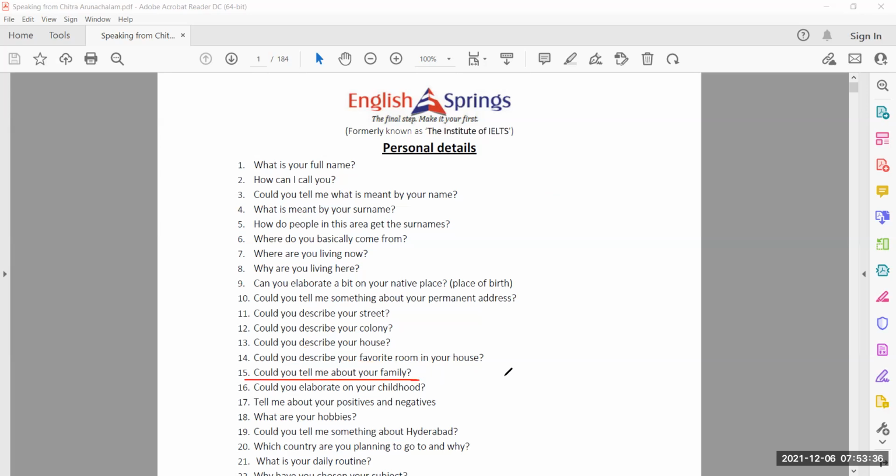Could you tell me about your family? This is one of the default questions, right? We have been answering it from our childhood. Whenever people talk to us, they ask our name and then they ask, tell something about your family. First of all, you have to say what type of family you come from, whether a small family, big family, nuclear family, or extended family. First mention this. And also you can say how many members there are in your family. My family consists of so and so members.